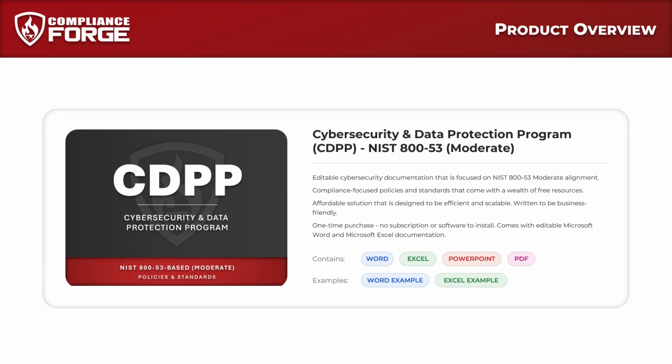Editable cybersecurity documentation focused on NIST 853 moderate alignment, compliance-focused policies and standards that come with a wealth of free resources, an affordable solution designed to be efficient, scalable, and business-friendly, and a one-time purchase. No subscription and no software to install.